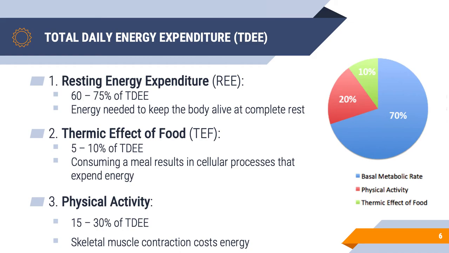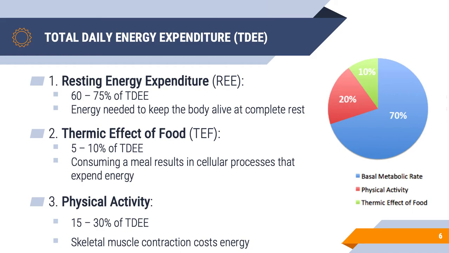Next, we have the thermic effect of food, which comprises 5 to 10% of our total daily energy expenditure. This is related to all the processes involved with ingesting a meal, so that's digestion, absorption, or even transport of nutrients. And lastly, thinking about physical activity, which makes up 15 to 30% of our total daily energy expenditure.